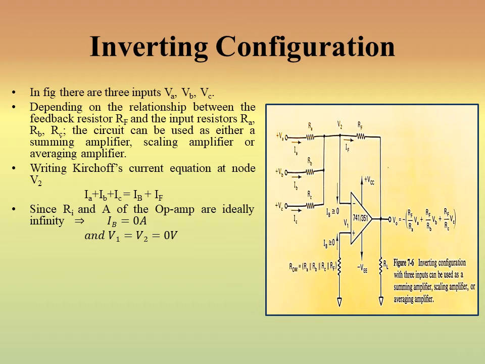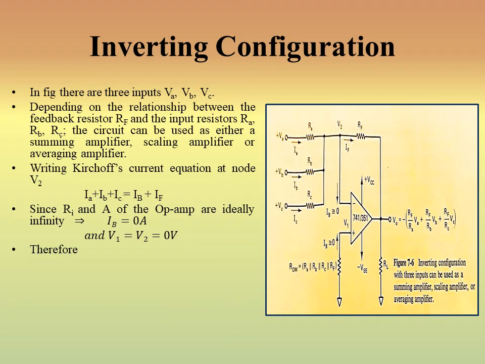Or all this can be compiled in one sentence by saying that V2 is a virtual ground. So V2 is virtual ground. This means that V2 is 0 and IB current flowing through here is 0. All the current passes through IF. So this current equation can be modified.